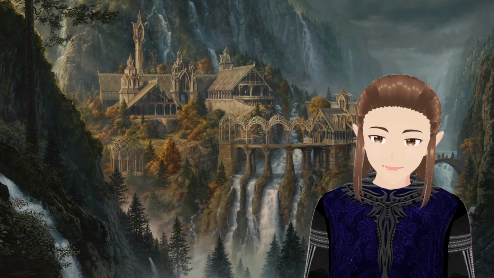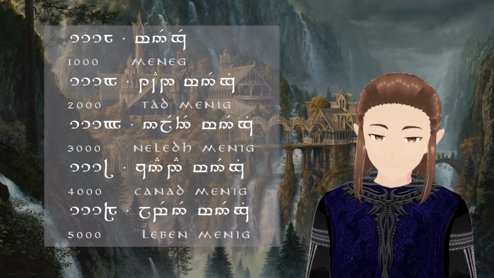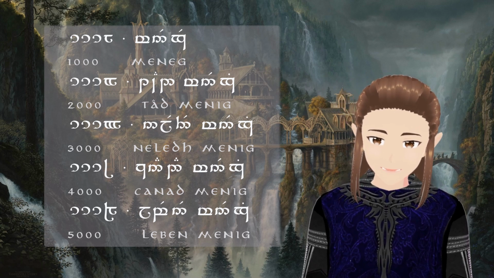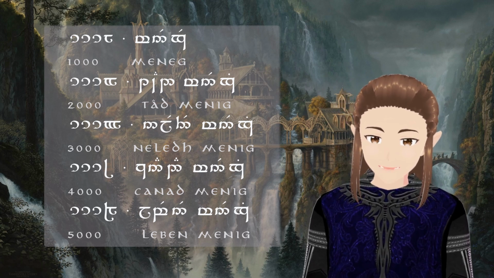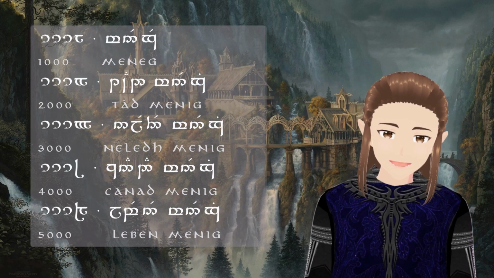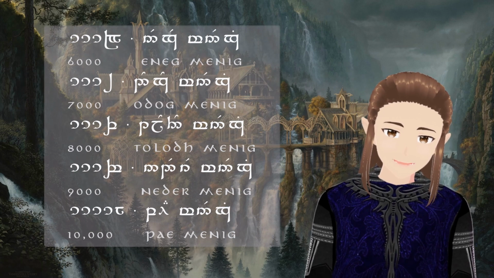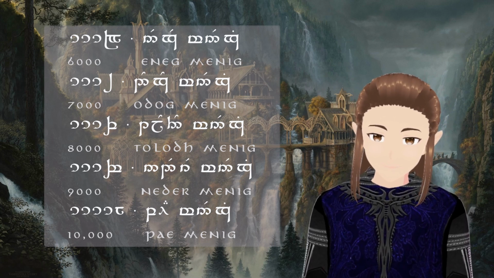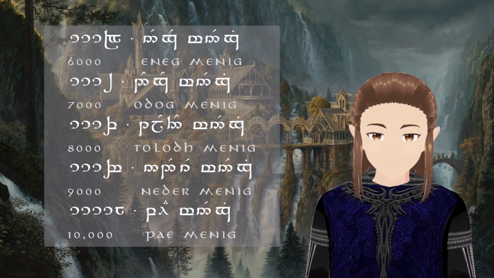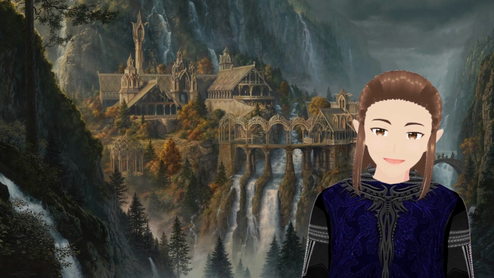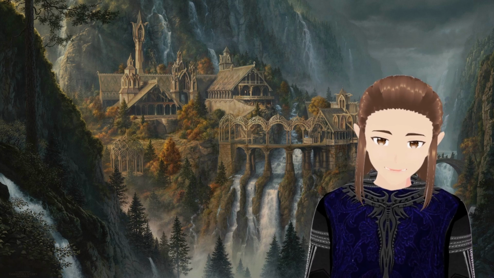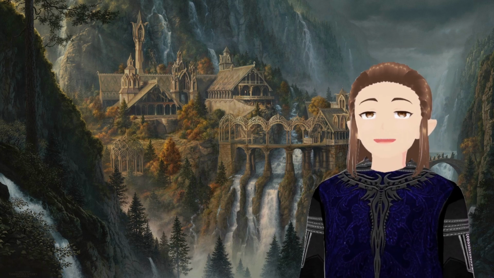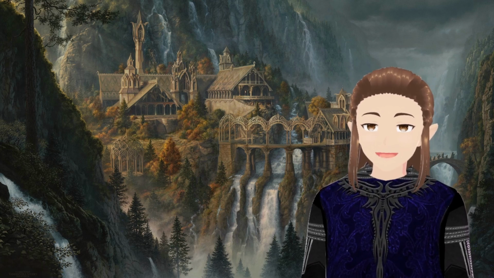Finally, for larger numbers we use the word menek to mean 1,000 in its plural form, menik. Menek, Tad menik, Neled menik, Kanat menik, Leben menik, Enek menik, Odok menik, Toloth menik, Neder menik, Pai menik. So far, we have covered quite extensively the decimal system of numbers used in Sindarin. However, as mentioned at the beginning of the lesson, we elves have two ways of thinking about numbers.